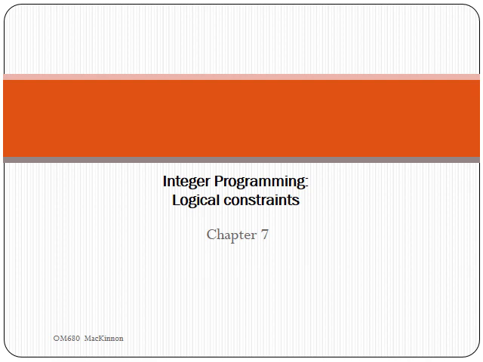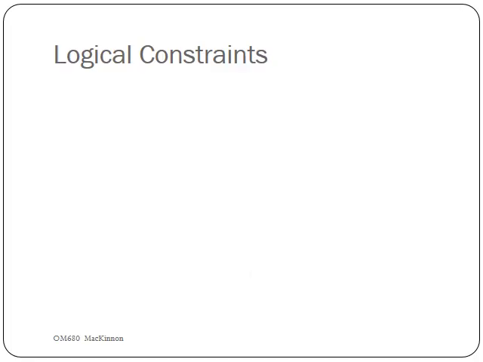Okay, let's press on and get into Chapter 7. We are going to continue our look at integer programming. This time we are going to look at logical constraints. We discussed this a little bit in the last chapter, so this is where we get a more full look at it. Okay, logical constraints.